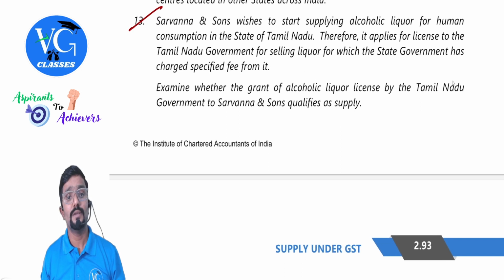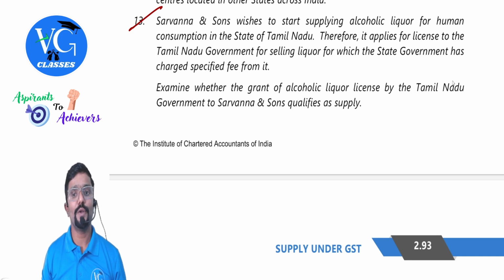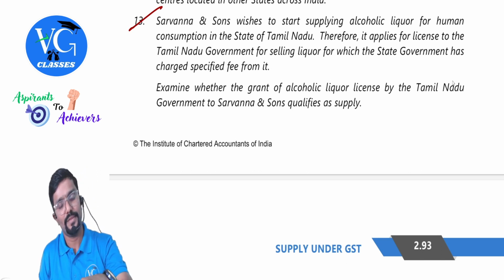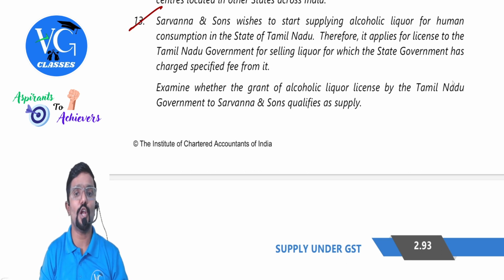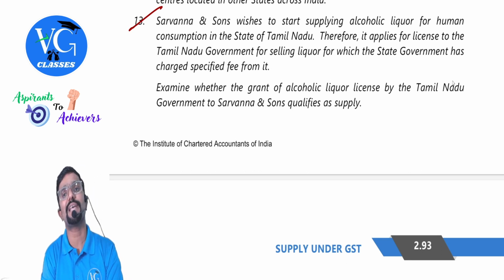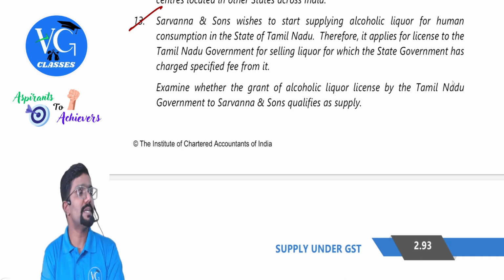Sarvana and Sons wishes to start supplying alcoholic liquor for human consumption in the state of Tamil Nadu. Therefore, it applies for license to the Tamil Nadu government for selling liquor for which state government has charged specified fee from it. Examine whether the grant of alcoholic liquor license by Tamil Nadu government to Sarvana and Sons qualifies as supply. Is it a supply, guys?